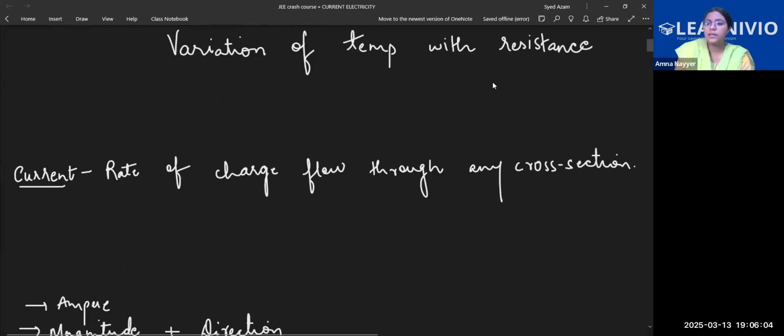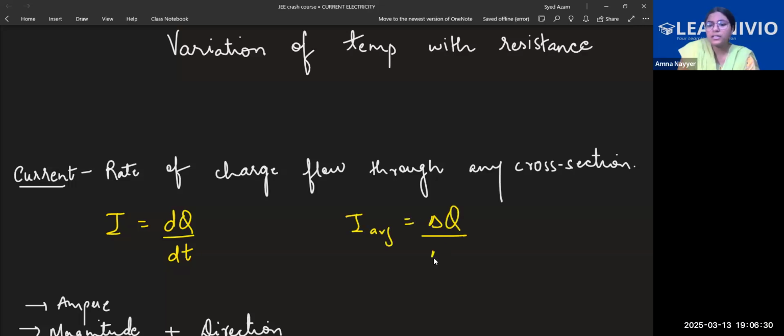So current, starting with current. What is current? It's the rate of flow of charge through any conductor. When you take the cross-sectional area, whatever is the amount of charge flowing, we say that's the rate of charge. So what's the formula? Current is dq over dt. And when you have to calculate the average current, you will take the change in charge by change in time.